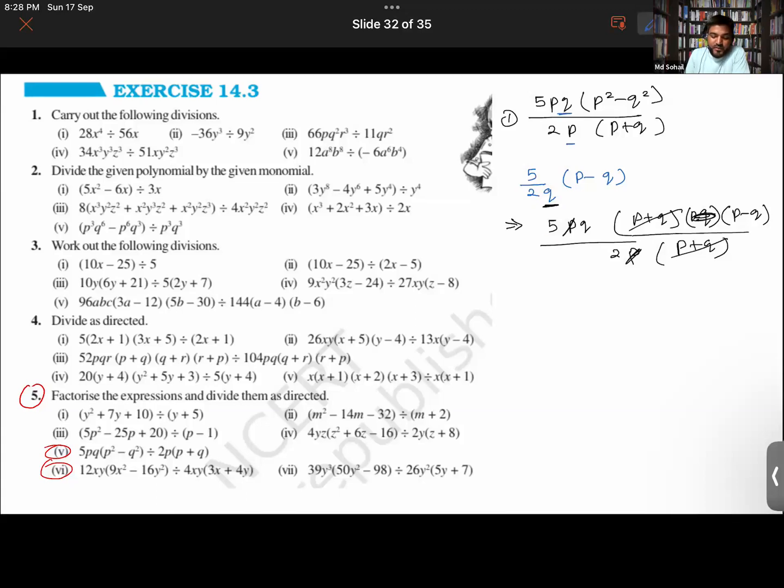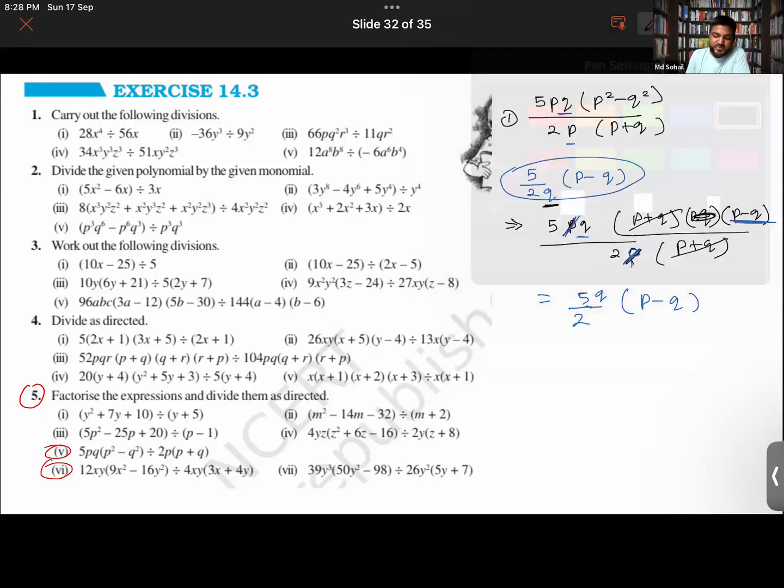Look here, it's in the denominator, not in the numerator. The only variable with 2p is p here. So p and p are getting cancelled, and it's going to be 5 upon 2q, multiplied by p minus q, that is remaining here. Getting it now? Yes, sir.